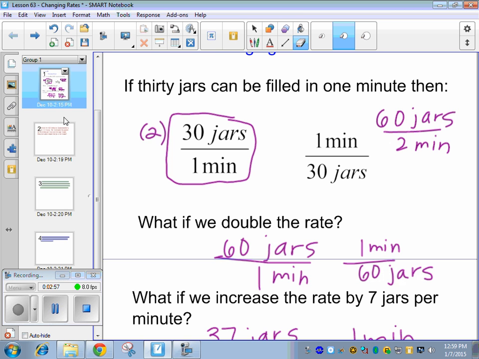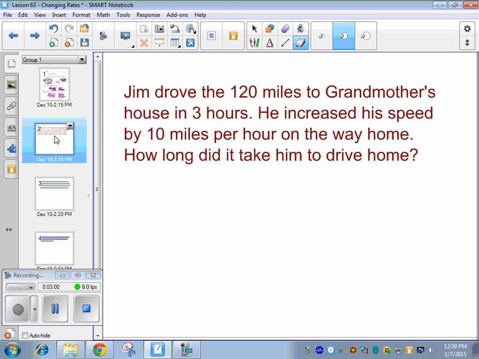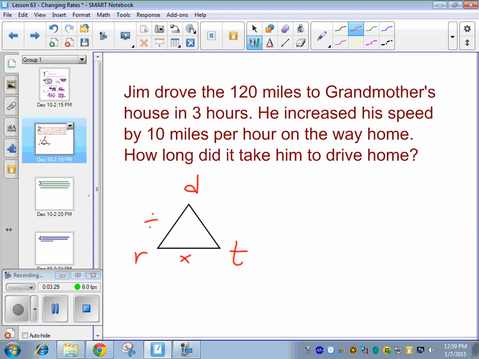Okay? All right. So Jim drove the 120 miles to grandmother's house in 3 hours. He increased his speed by 10 miles per hour on the way home. How long did it take him to drive home? So we're going to bring back the dirt triangle for this problem. So draw a really nice triangle. Hopefully it's as good as mine. And if you guys remember the dirt triangle, D goes on top. Rate times time, because distance equals rate times time. And then you got to put your divide signs in case you're solving for R or T.